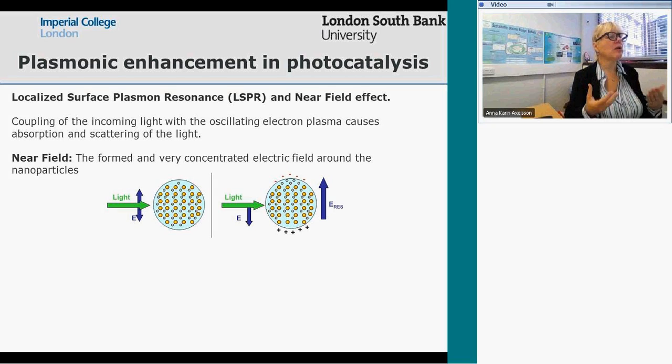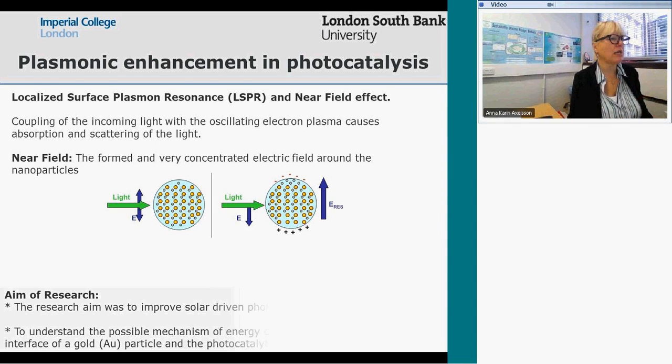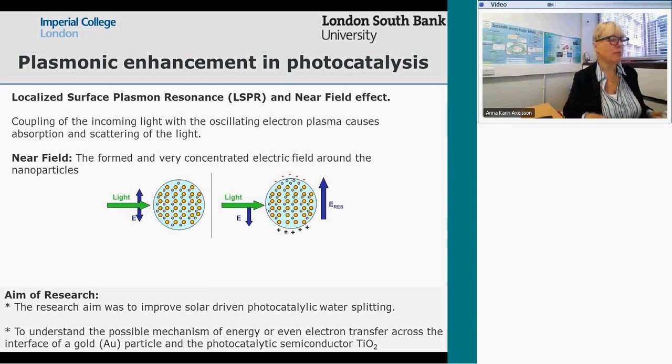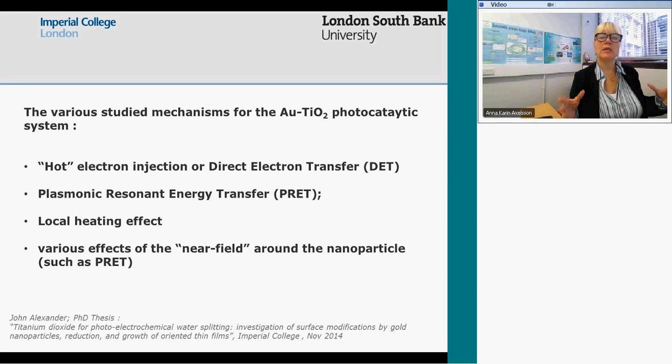Here in the photocatalysis, we're using much more the knowledge of the near field formation, the localized surface plasmon in the near field, in very close proximity of the nanoparticles on the semiconductor, which in this case will be titanium dioxide. We studied different mechanisms for enhancement in the photocurrent in a photocatalytic system.